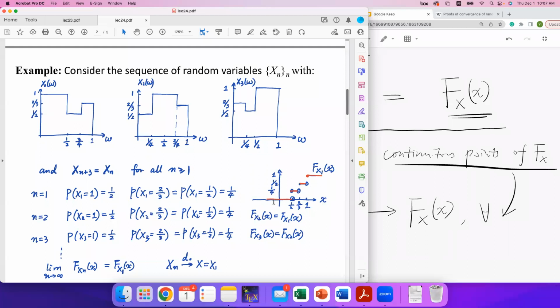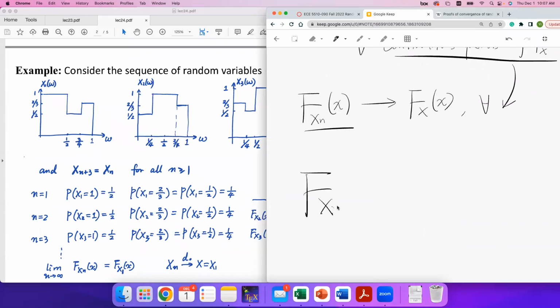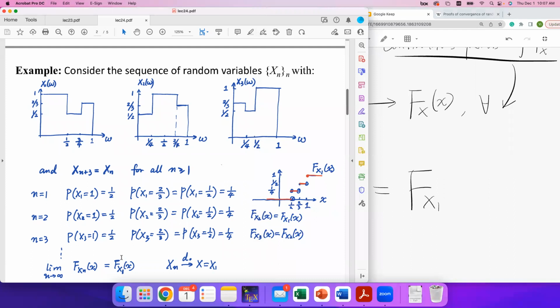And the CDF is a stepwise function, because this is a discrete random variable. So we conclude that the CDF of X1, X2, X3 are the same. And because the sequence of random variables is periodic, the conclusion is that all the CDF functions, all the F_Xn, are the same. They equal F_X1.